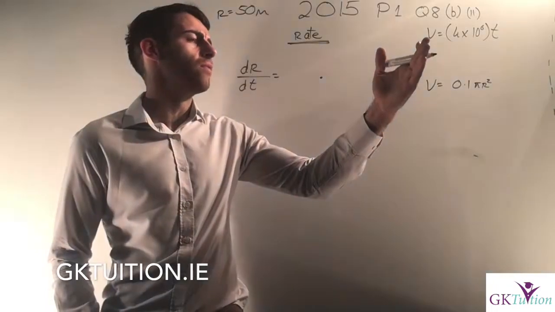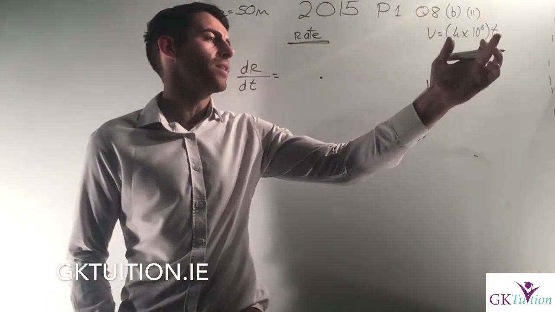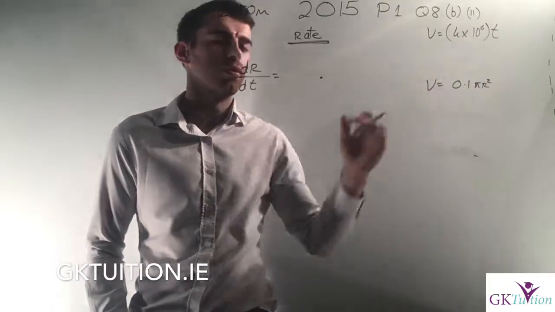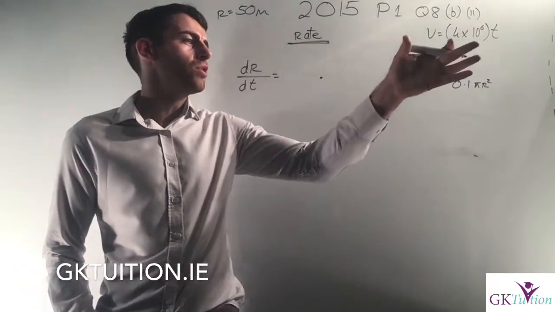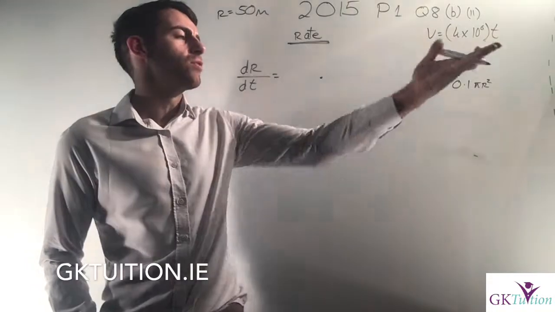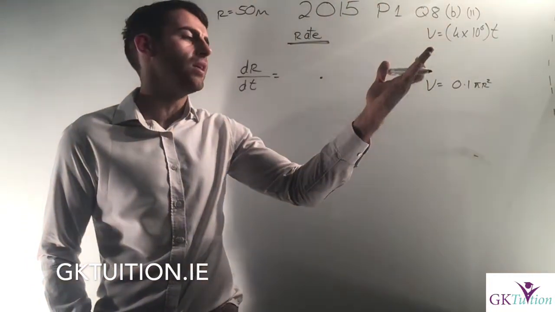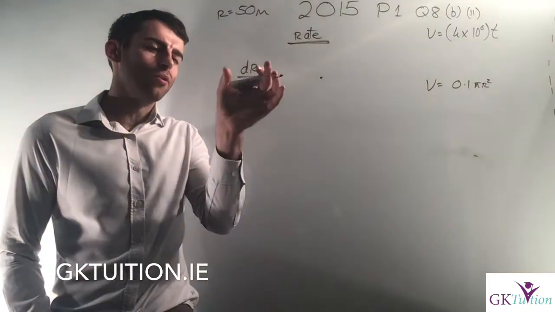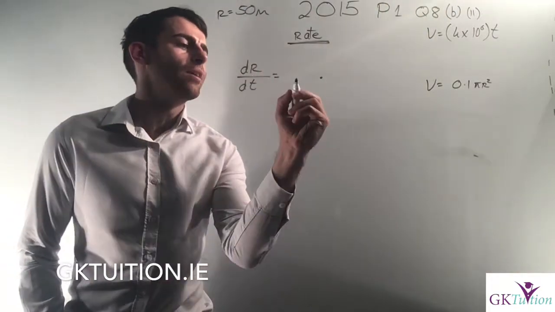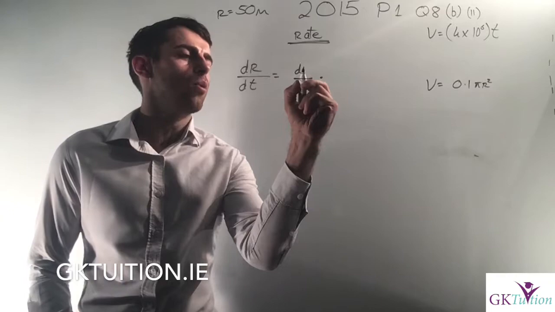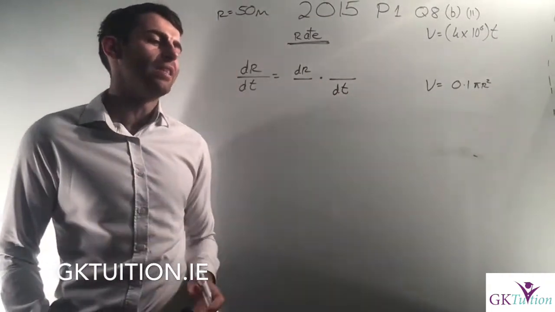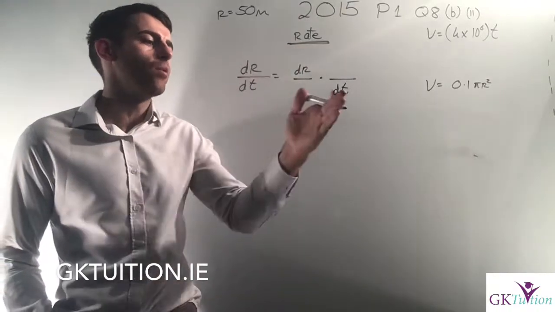Previously, I've worked out V is equal to 4 by 10 to the power 6 times t, and I've worked out that V is equal to 0.1 pi r squared. Now you should bear that in mind. If I get the derivative here, I'd have dV/dt, and if I get the derivative here, I'd have dV/dr. So in order to get dr/dt, well then clearly on the top of one of these fractions I want to have a dr. And on the bottom of the other fraction I want to have a dt. So I want to have a dr on the top and I want to have a dt on the bottom.